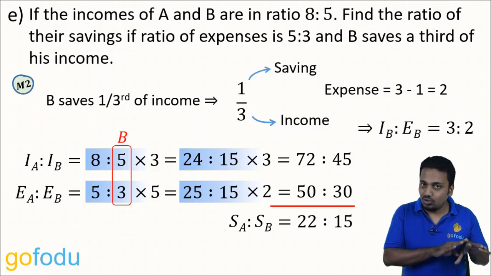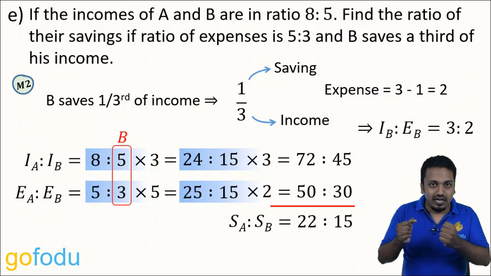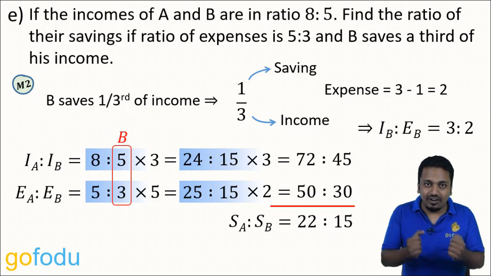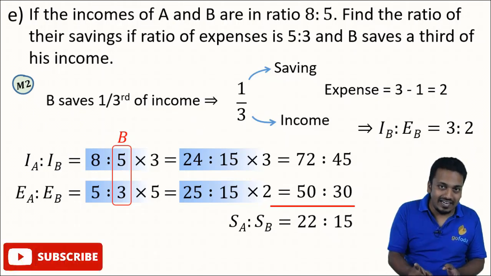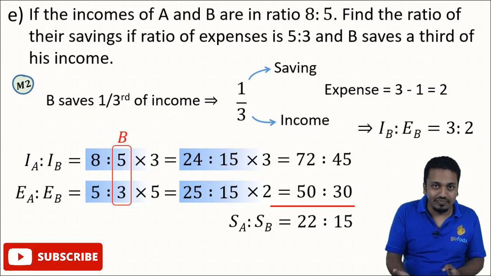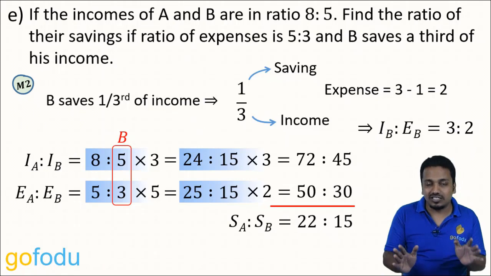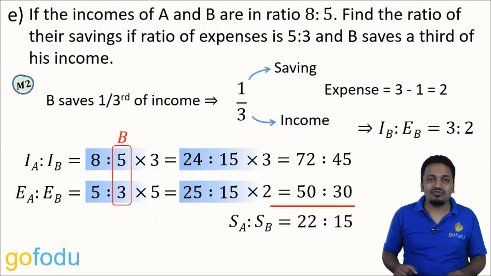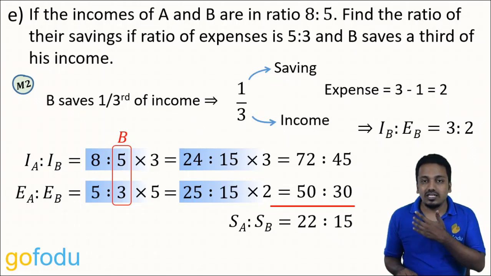We know that ratios do not represent actual values, so we can take multiples of x and y for incomes and expenses and then calculate the savings. But in the end, while taking the saving ratio, x and y will get cancelled, so we have avoided them in the first place and got the answer as 22:15. So this is one more way to solve such questions.